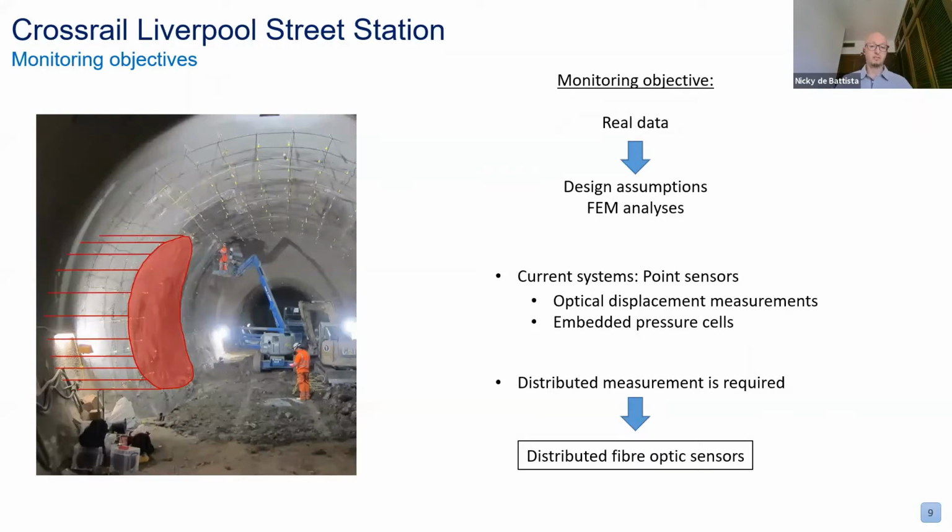Why did we go for distributed fiber optic sensors? The reason was that all other existing monitoring systems give us point measurements within the lining of the tunnel. So if you embed pressure cells, for example, or if you fix optical displacement measurement systems to the surface of the lining, those give you point measurements of what's happening where the sensor is installed. Whereas what we really need in this case is a kind of global picture, a more distributed picture of the strains as they are changing within the lining during the excavation of these cross passages. And that's what distributed fiber optic sensors can give us, as I'll show in a minute.